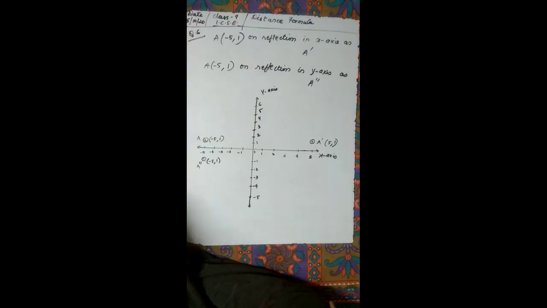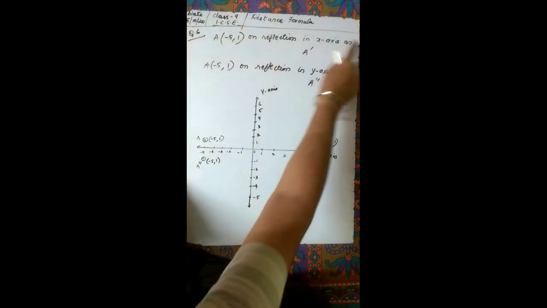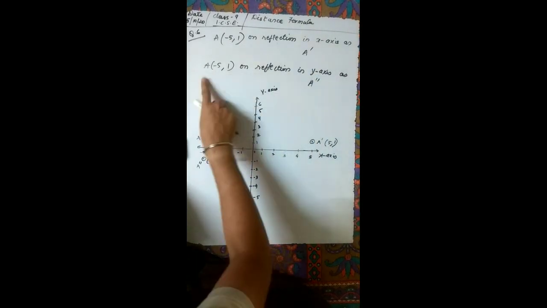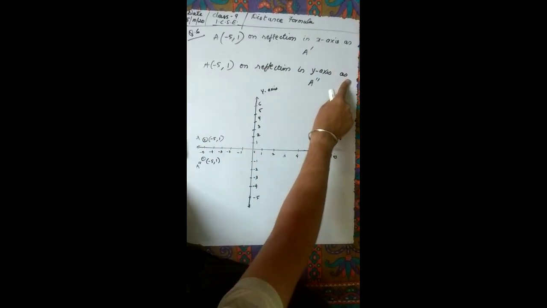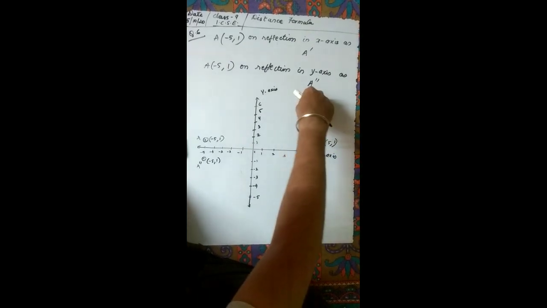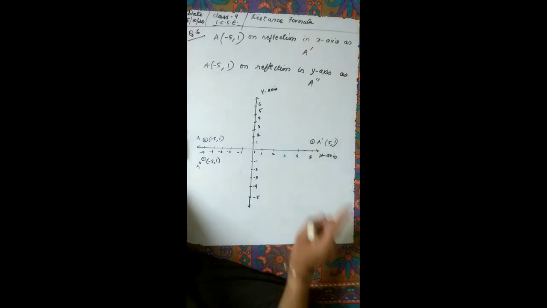So the question was: the point A (-5, 1) on reflection in the x-axis is mapped onto A dash, and A on reflection in the y-axis is mapped onto A double dash. Now find the distance between the two points A dash and A double dash.